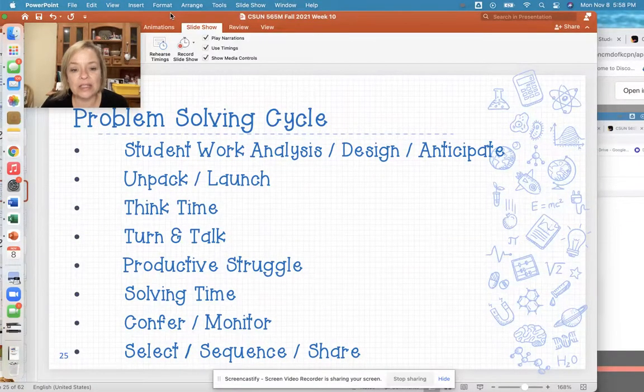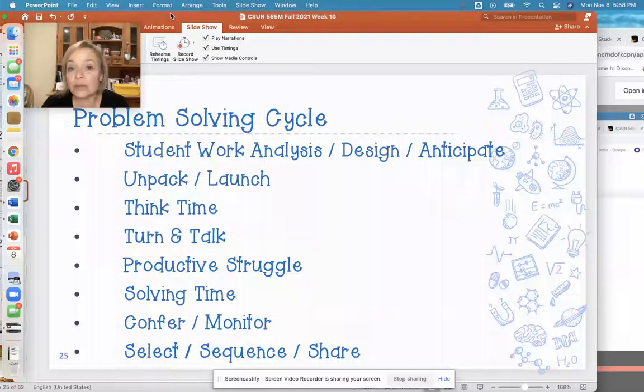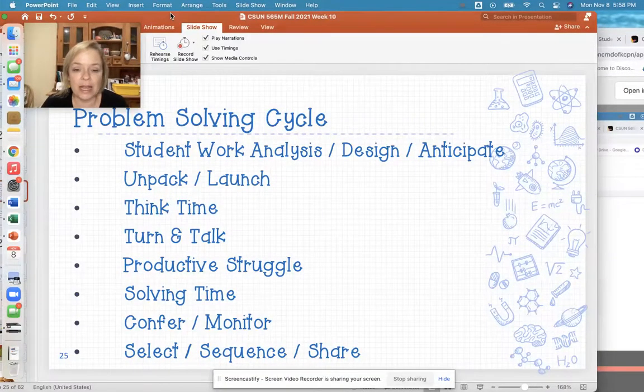Finally, like we did last week, you'll take a look at your student set of work. You'll select 2 to 3 pieces, maybe 4, depending on the age. You'll sequence those pieces of work to facilitate a share where students can make connections from one strategy to the next. This leans heavily on the research-based strategy progression that we've discussed over the course of the semester: direct modeling, counting, and then invented algorithms.